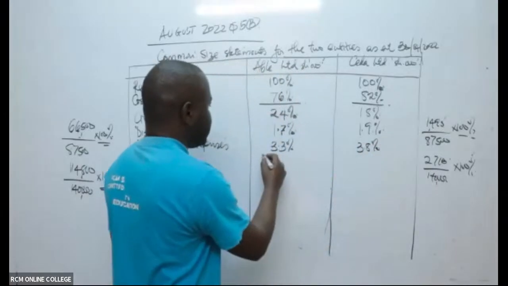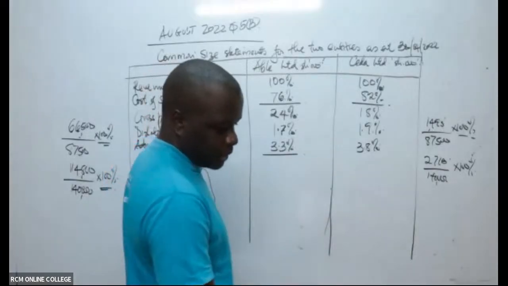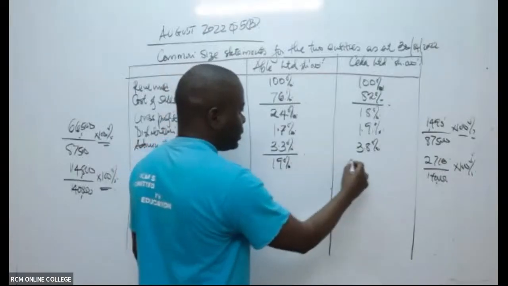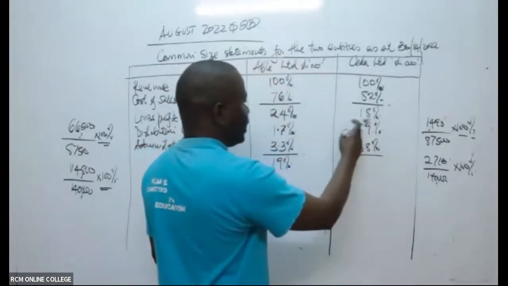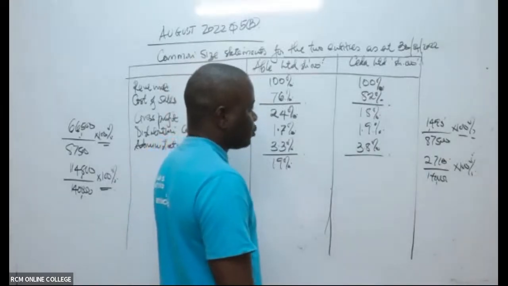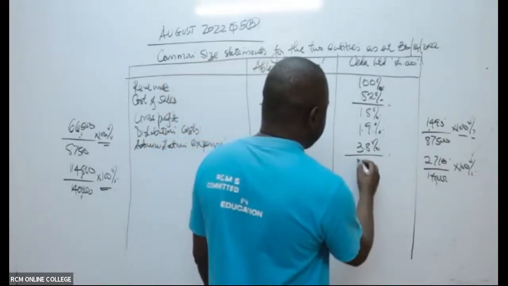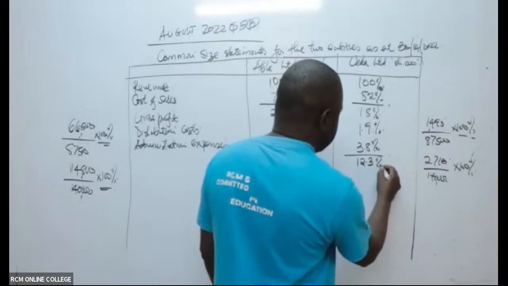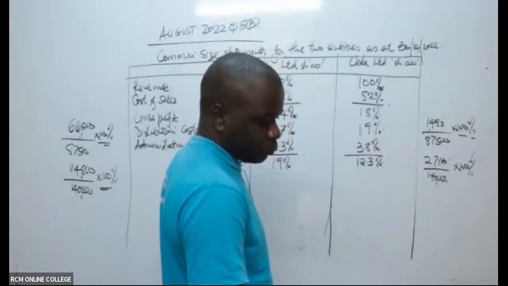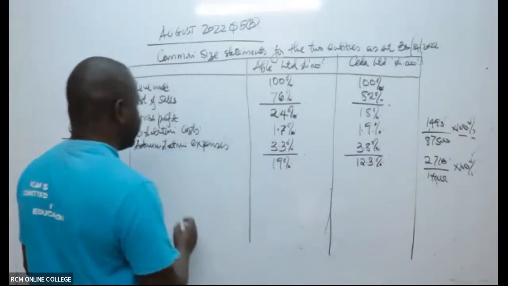Then when you get the difference there, you'll be able to get 19%. When you get the difference here, remember you are lessing, you'll get 12.3%. Then the next item in line is the operating profit.